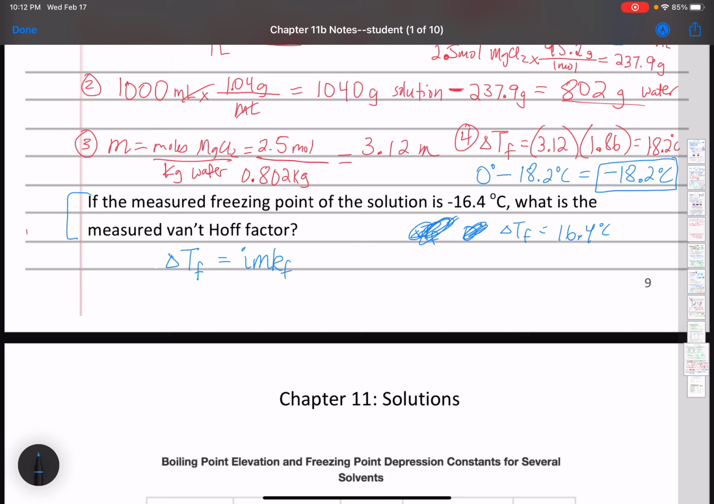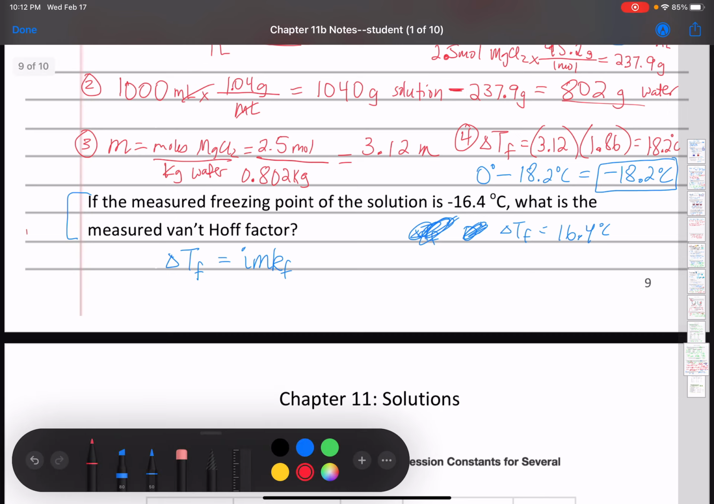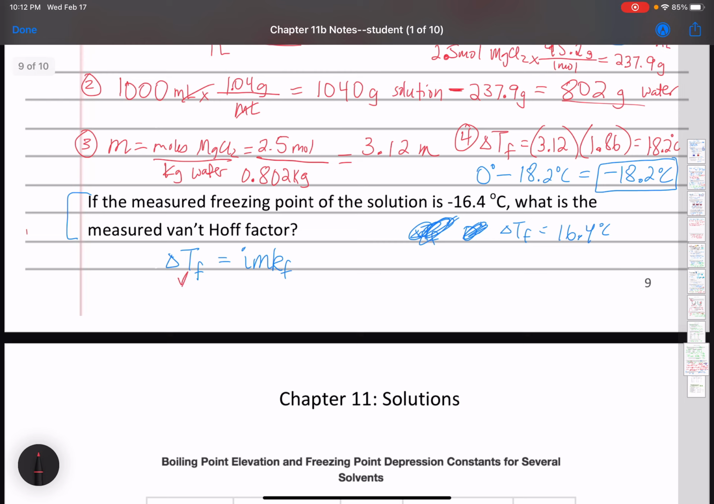Then we have the information we need to solve for the actual Van't Hoff factor. We know the temperature change here, we know the molality because we just calculated that in that problem, so we can use it, and we know the freezing point constant.